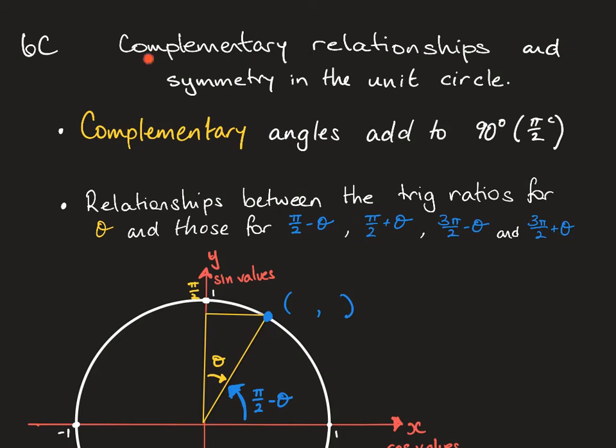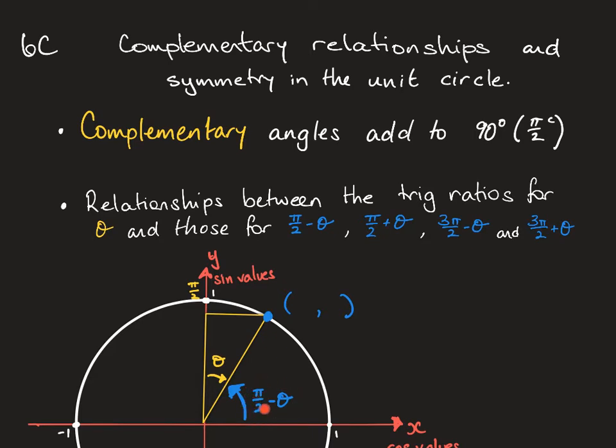In this video, we're going to look at complementary relationships and symmetry in the unit circle. If you remember back to your geometry, complementary angles add to 90 degrees, or in our case, working with radians, pi on 2 radians. And so we're going to look at the relationship between the trig ratios, in particular, for the angle theta, which is normally sitting over here, and those for this angle, which is the complement.